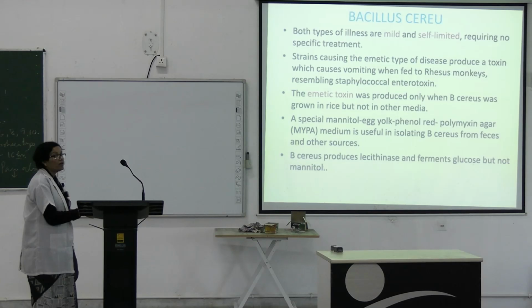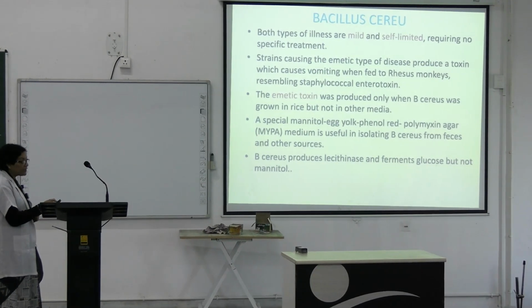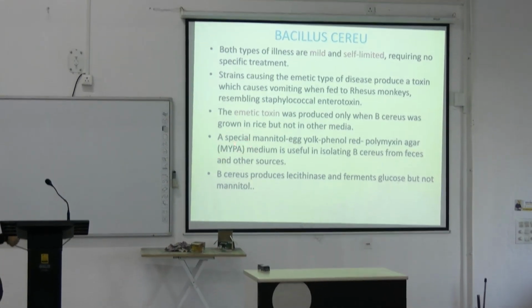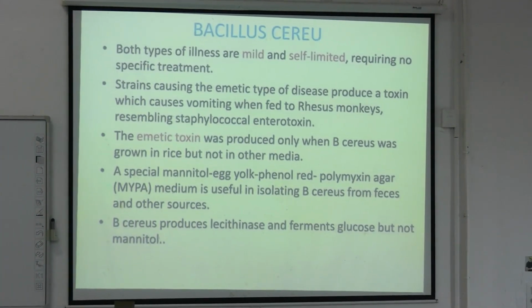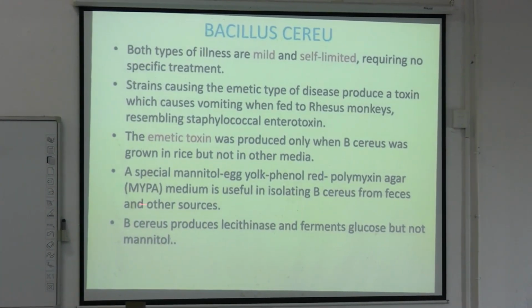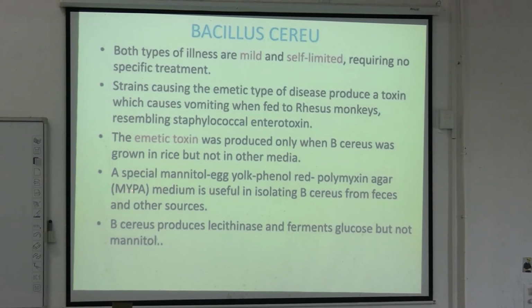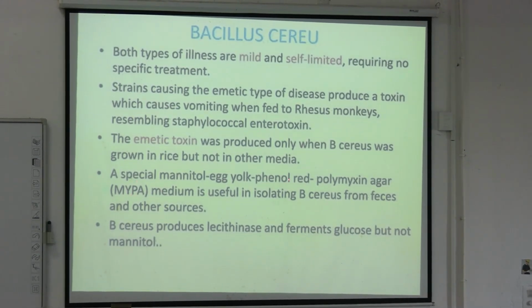One important thing is the culture media, that is MYPA, for Bacillus cereus. What did I say for anthrax? Plate media. Here it is MYPA, that is mannitol, egg yolk, phenol red, polymyxin agar. So it is important for lab diagnosis of Bacillus cereus. You have to write this.